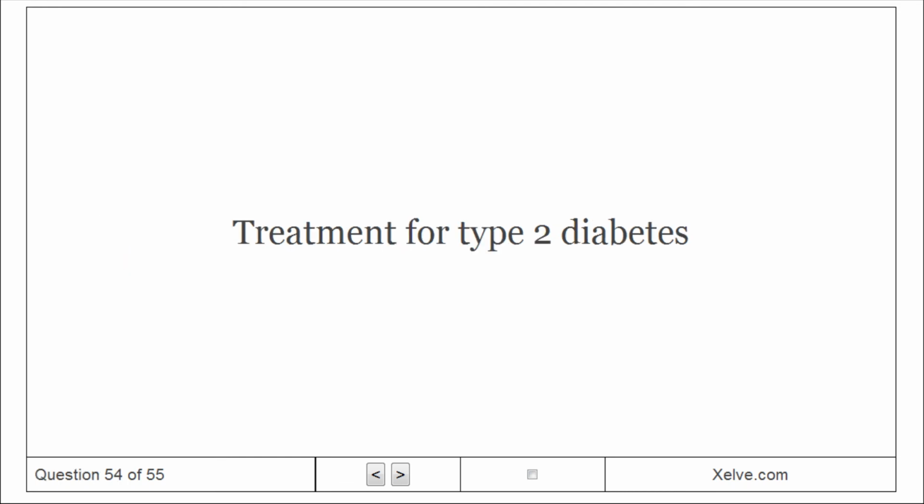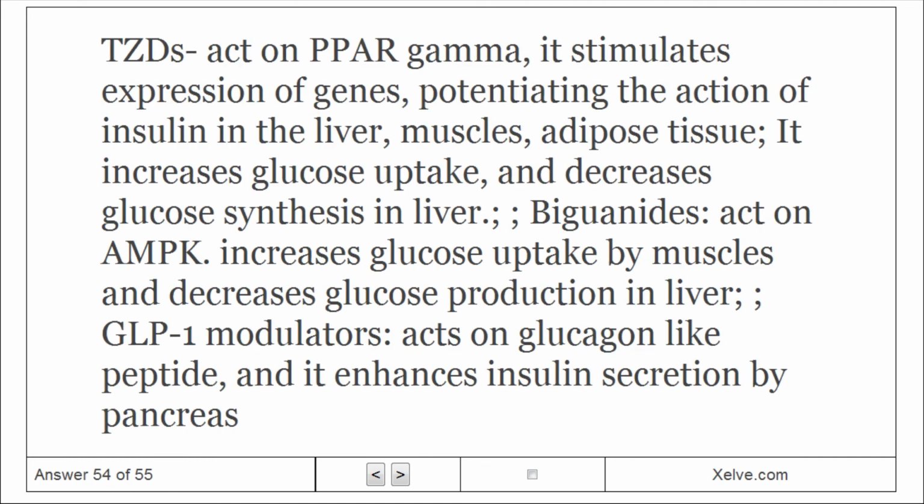Treatment for type 2 diabetes. TZDs act on PPAR-gamma. It stimulates expression of genes, potentiating the action of insulin in the liver, muscles, adipose tissue. It increases glucose uptake and decreases glucose synthesis in liver. Biguanides act on AMPK, increases glucose uptake by muscles and decreases glucose production in liver. GLP-1 modulators act on glucagon-like peptide, and it enhances insulin secretion by pancreas.